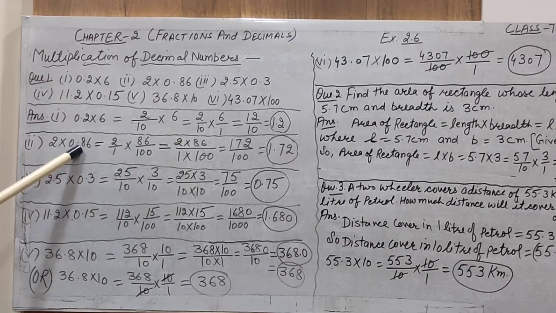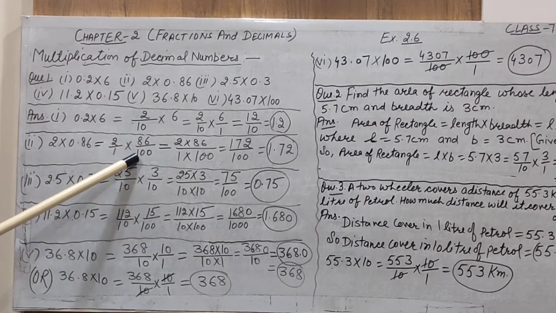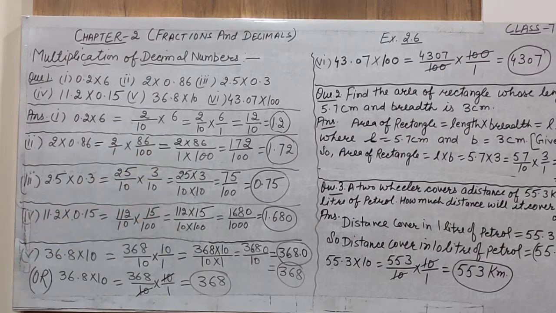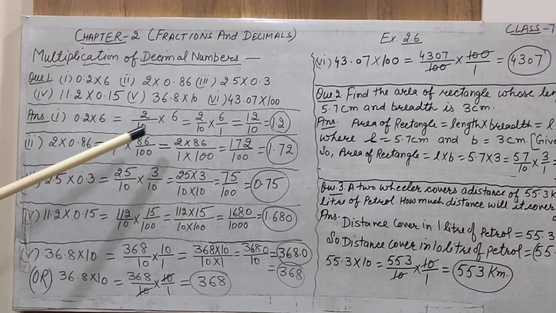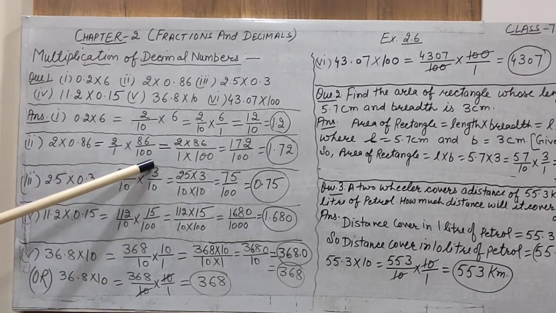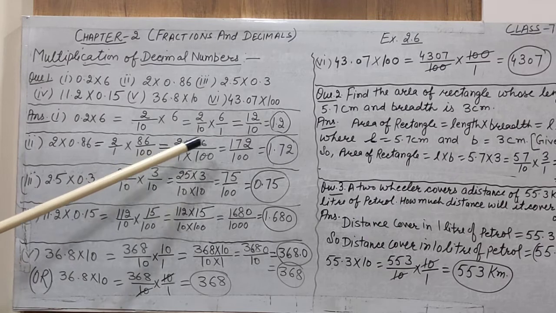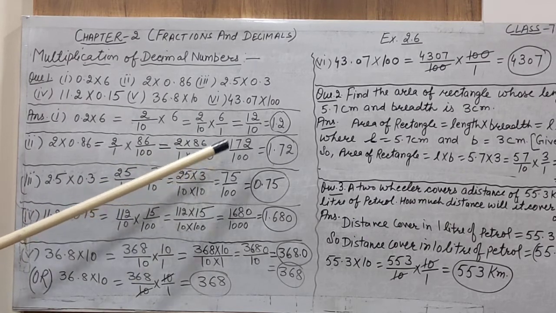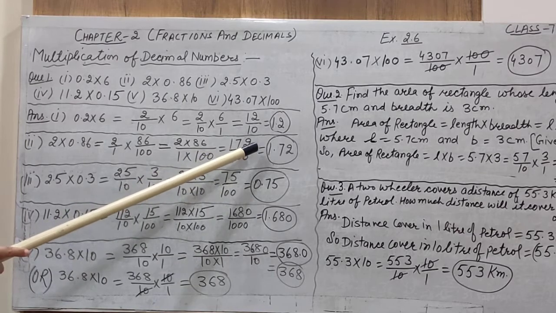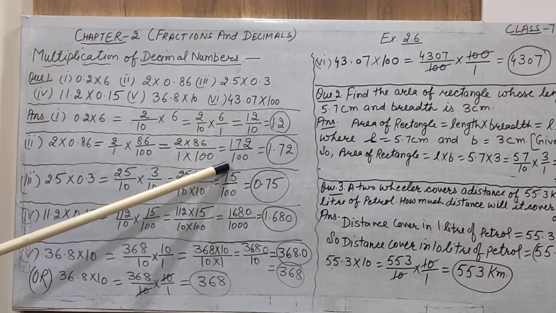Alright, in place of the decimal we have to put 1. So 86 is divided by 100 in the fractional form. Now both the terms are converted into fractions. So how are fractional numbers multiplied? Numerator with numerator and denominator with denominator. So 2 is multiplied with 86 and 1 is multiplied with 100. What is the result? 172 divided by 100.